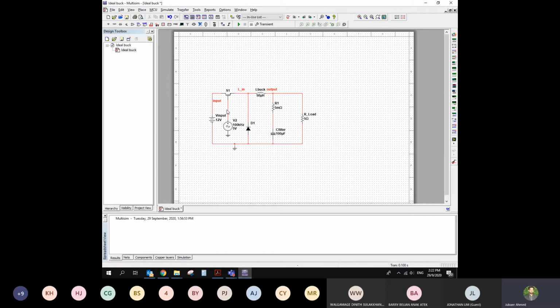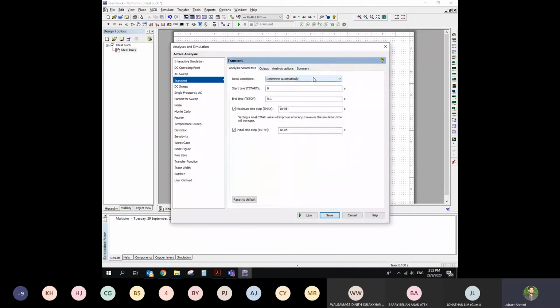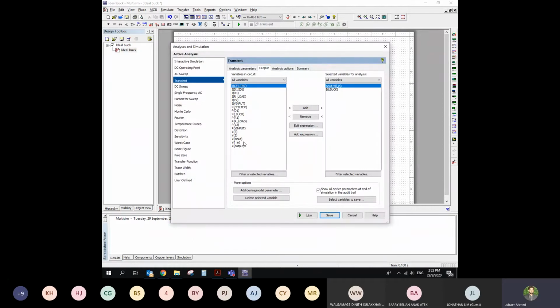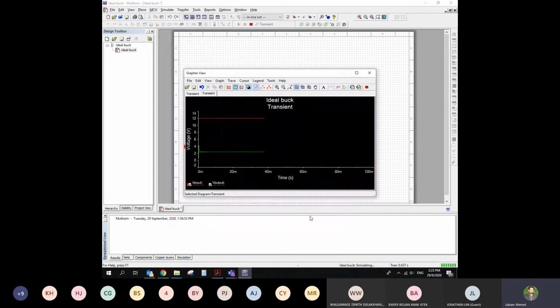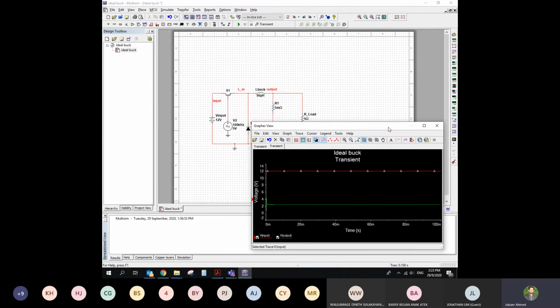So this is 12 volt. So let's say the simulation output. I want to check the V input, and V output I want to check. Okay, so if you run the simulation, yeah, I can see the V input and V output. Before analyzing the values, let me rerun the simulation again.